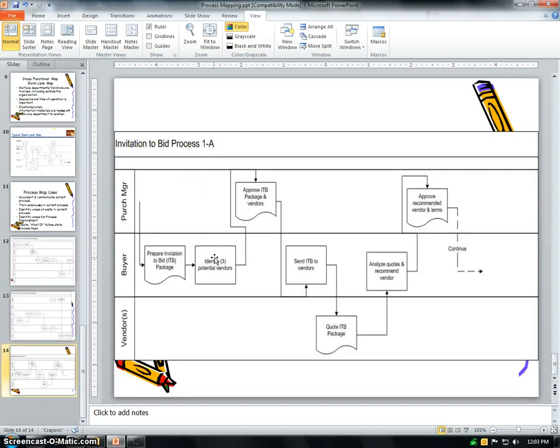We said there was an invitation to bid process that was a predefined process up there, so somewhere else we have to go and make a map of what an invitation to bid process is, and that's what this is. Looks like 3 different groups, 3 different departments involved: a purchasing manager, a buyer, and the vendor themselves. And we just have outlined the steps that it takes for an invitation to bid.